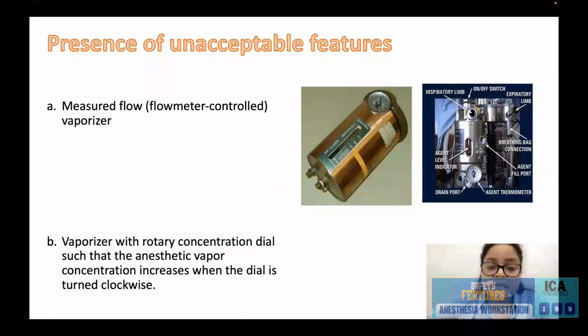Then most of the modern vaporizers manufactured in recent years are designed to deliver increased vapor concentration when the dial is turned counterclockwise. So if a vaporizer has a dial such that the anesthetic vapor concentration increases when the dial is turned clockwise, that vaporizer, and that machine, will be considered obsolete. However, we can replace that particular vaporizer as well. Uniformity in vaporizer control will also help in preventing errors, and it will increase safety.